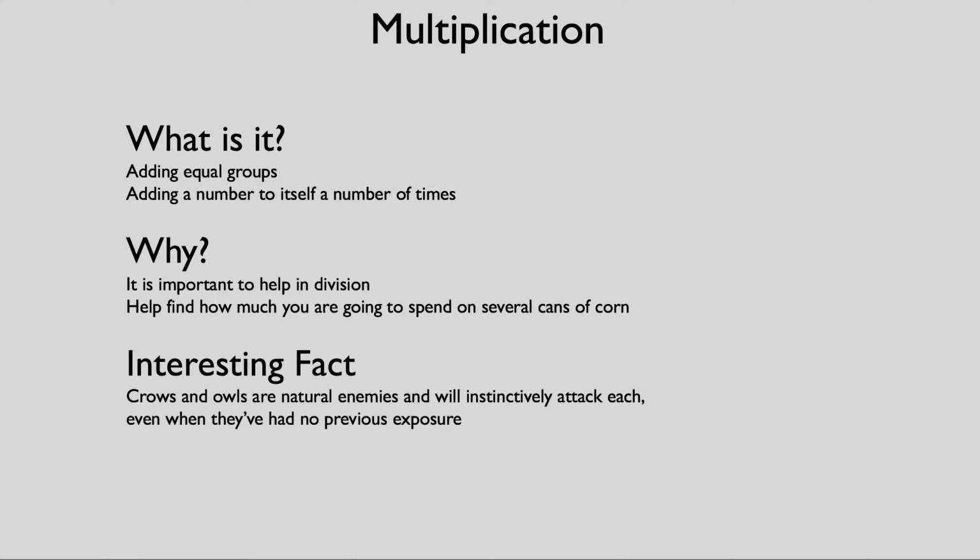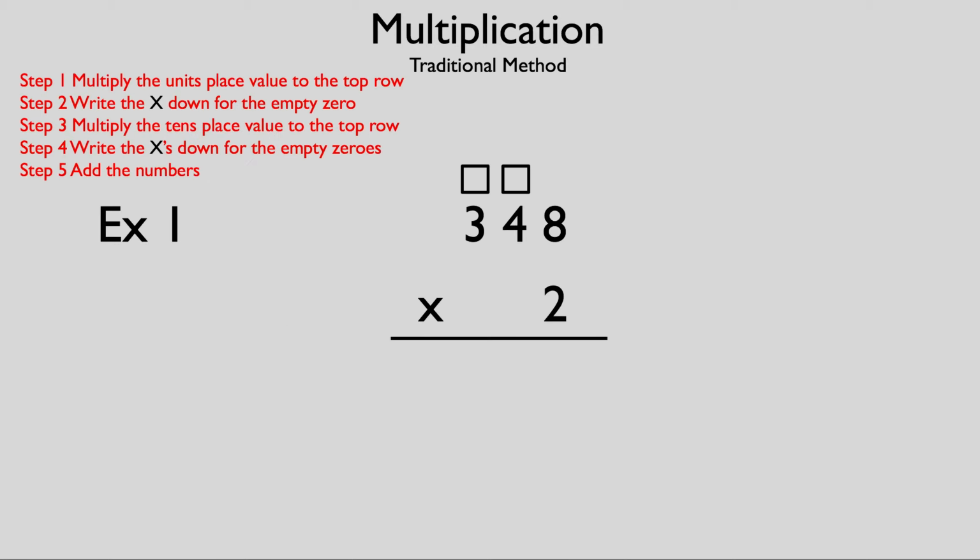Interesting fact, crows and owls are natural enemies and will instinctively attack each other, even when they have had no previous exposure. Let's take a look at the traditional method and the steps.